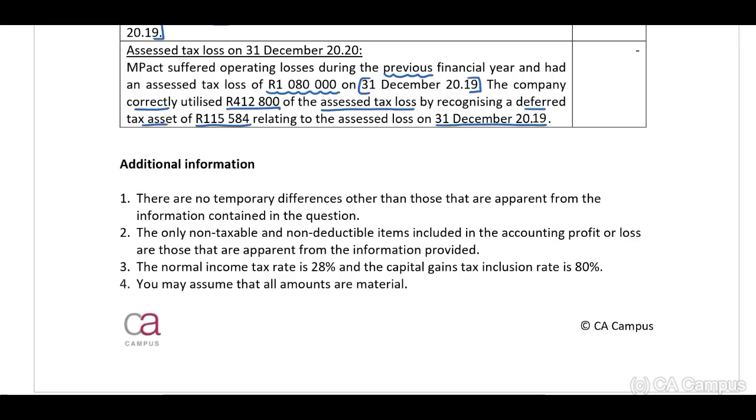Additional information. There are no temporary differences other than those that are apparent from the information contained in the question. The only non-taxable and non-deductible items included in the accounting profit or loss are those that are apparent from the information provided. The normal income tax rate is 28% and the capital gains tax inclusion rate is 80%. You may assume that all amounts are material.